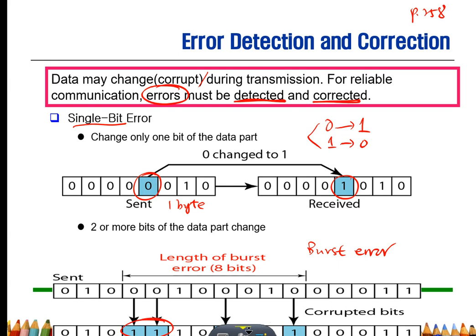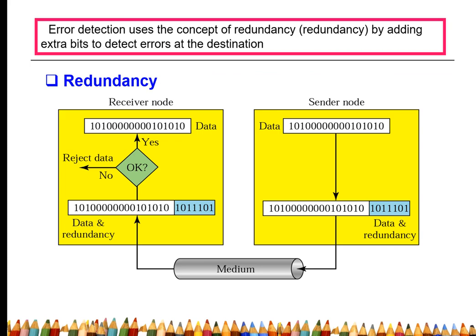or actually multiple bit errors happen. The main idea behind error detection is the concept of redundancy, adding extra bits to detect errors at the destination.